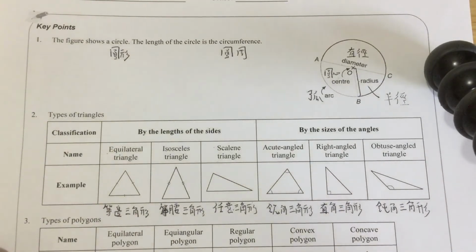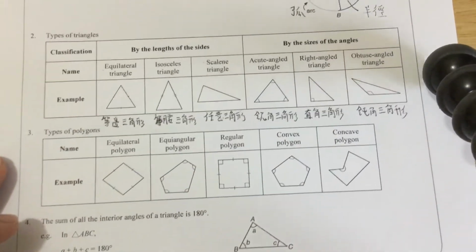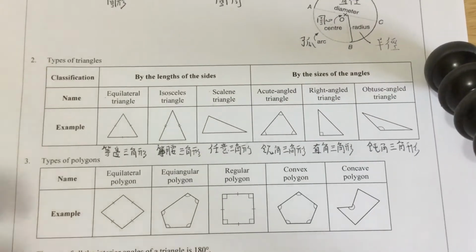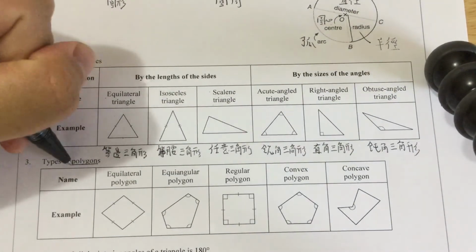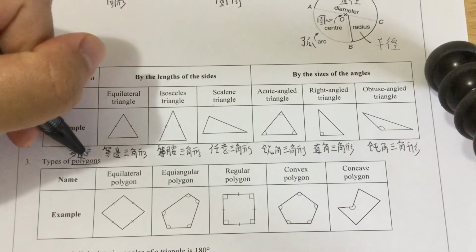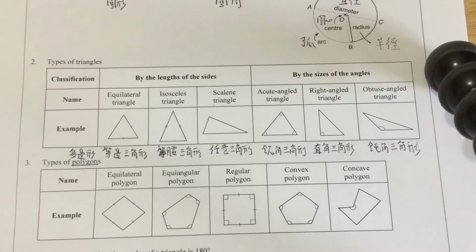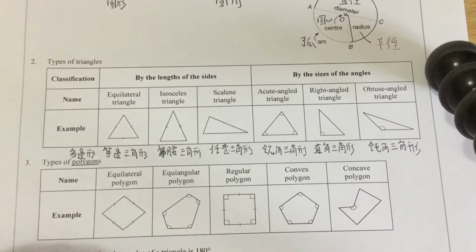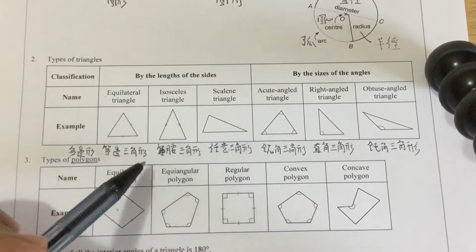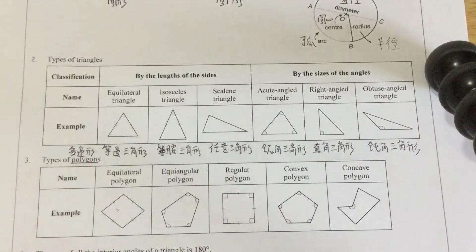Okay, the last one is the polygons. Polygons in Chinese is called 多边形. That means we have something with more than 3 sides, so we call this a polygon. And we also have 5 names for it, but first of all, these 3 belong to the same group, and these 2 belong to the other group.